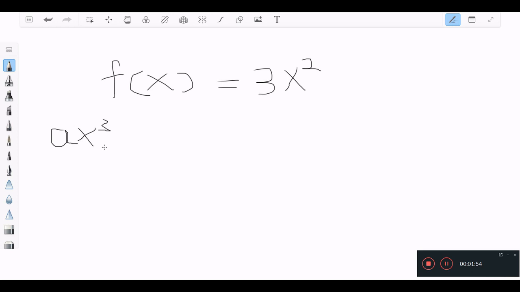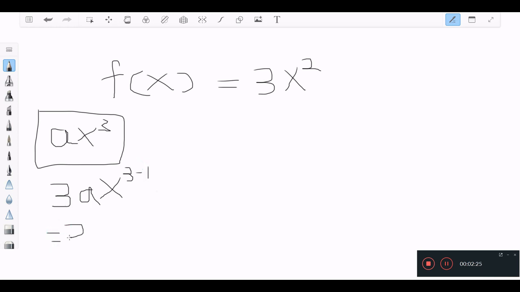For differentiating this, you take the power 3 and bring it to the front. It becomes 3a, and the x will remain. The power 3, you have to minus 1. This is how you do the differentiation, and you will get 3a x squared. So this is how you do differentiations.